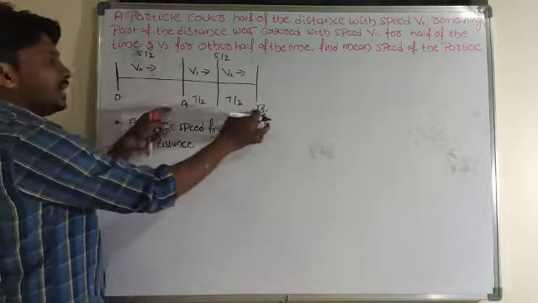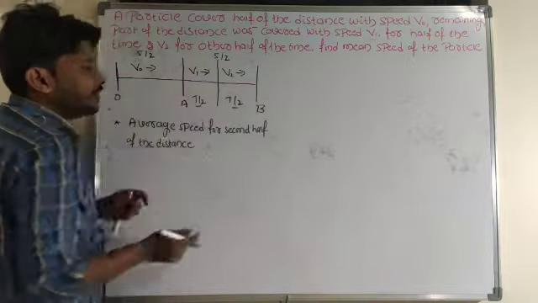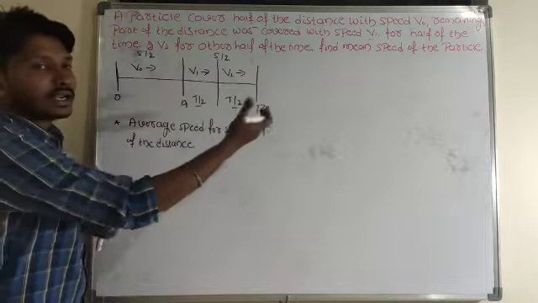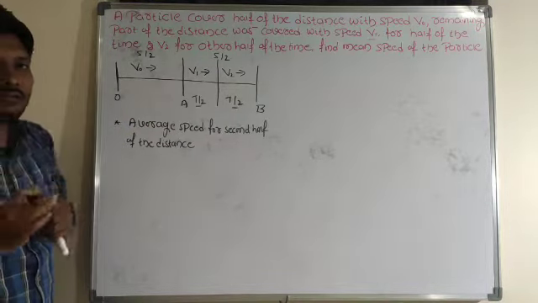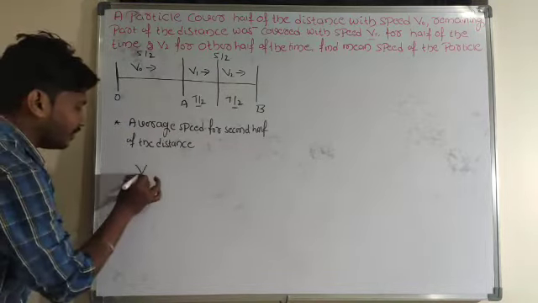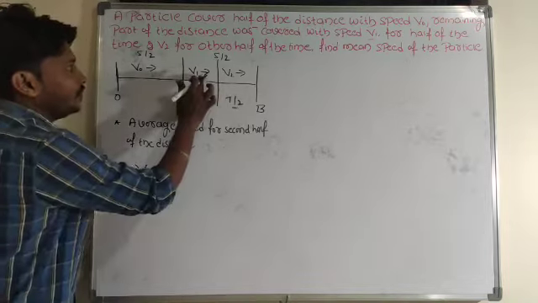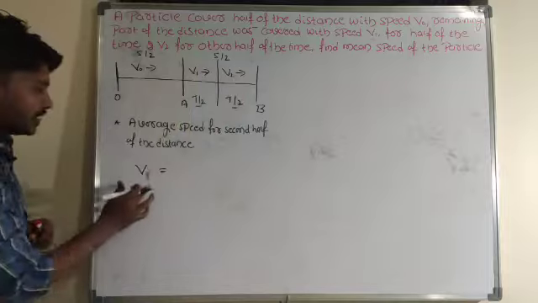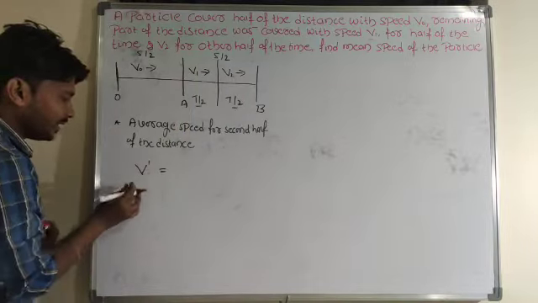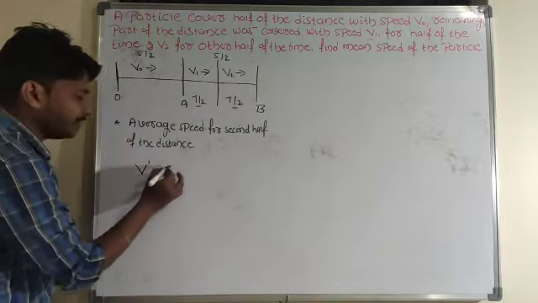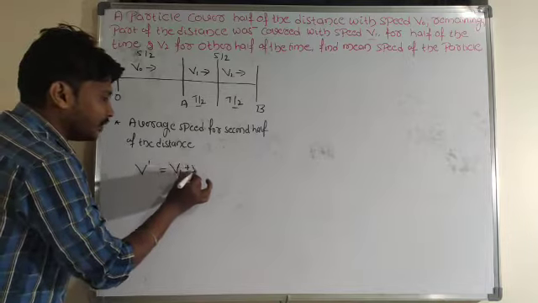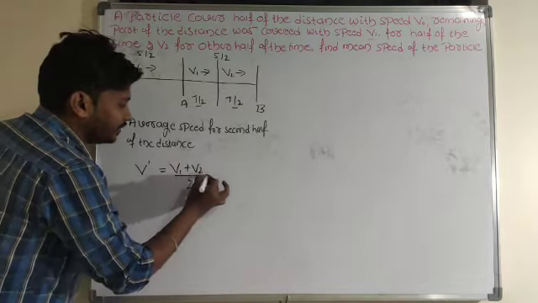So look at here. In that second half of the distance, time is same here, first half of the time and second half of the time. So if time is same, what is the connecting formula for average speed? I said that. So average speed is equal to what? V1 plus V2 divided by 2. So this average speed, for my consideration, I will take as V dash. So V dash is equal to V1 plus V2 by 2.